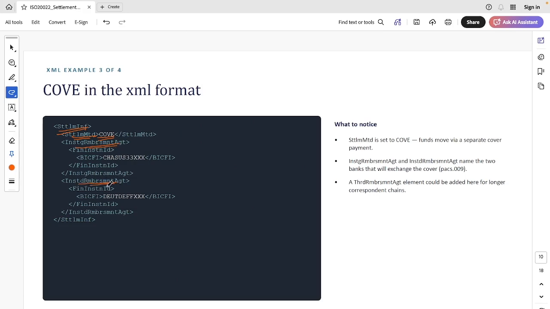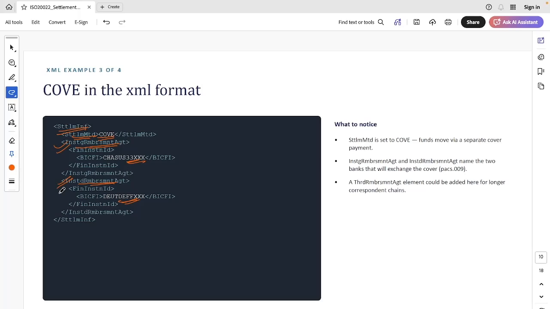In the example, the instructing reimbursement agent has a BIC code, and there is a BIC code for the instructed reimbursement agent as well. These are the banks that will participate in the cover settlement leg. In a longer correspondent chain, there may also be a third reimbursement agent. So when you see COVE in the settlement method, you should immediately check whether the reimbursement agent information is present. These two fields are very important during cover payment, because COVE is not just a code.